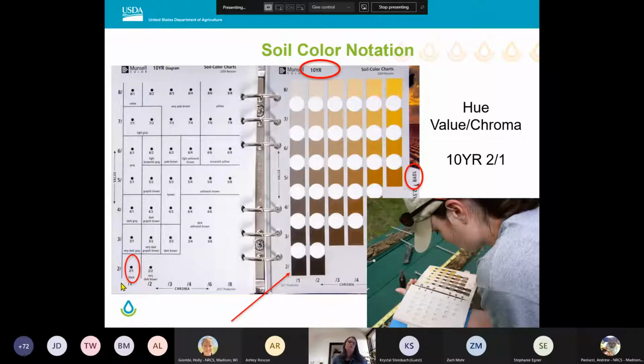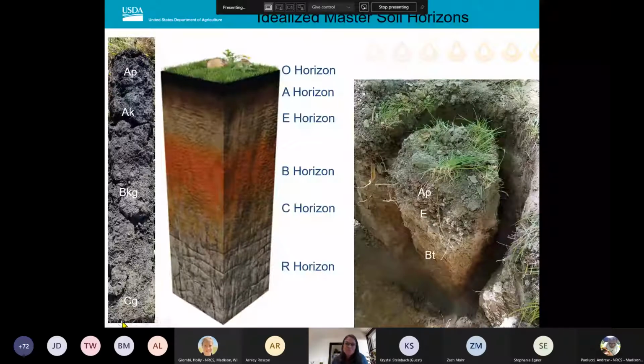If Andy said to me, hey, I saw this really cool soil, the major color of it was 2.5Y 5/2. Boom, I've got it in my head. It's a beautiful gray. It's a wet soil. Boom, done. All right, I love soil color. All right, let's move on.